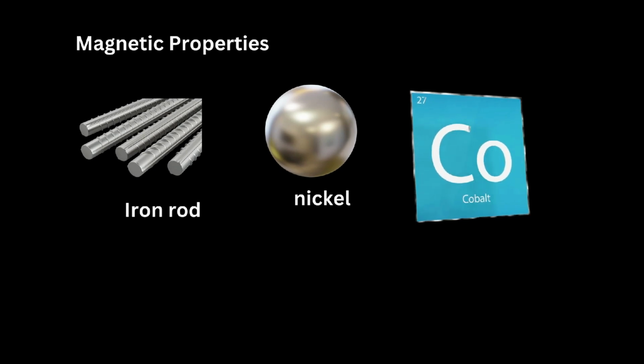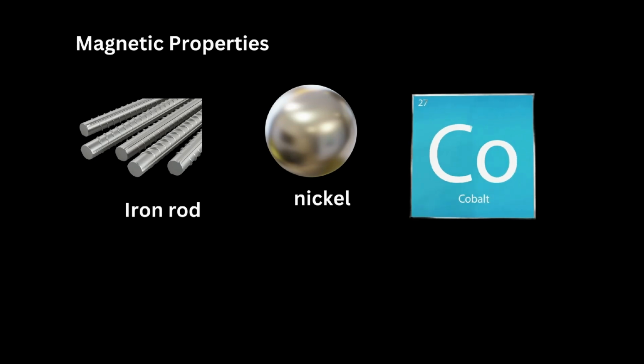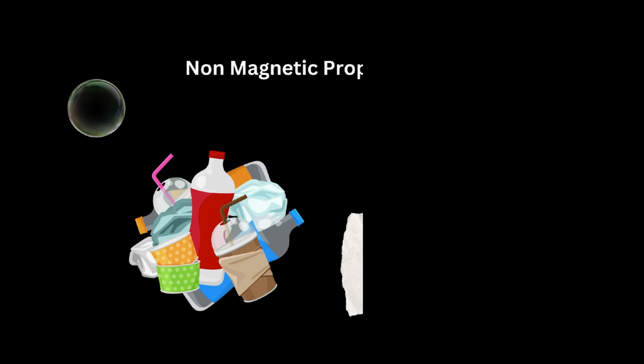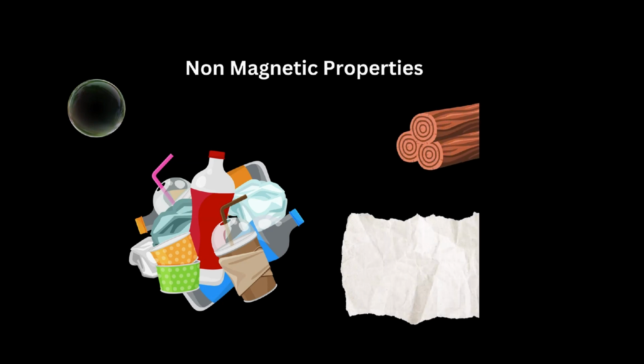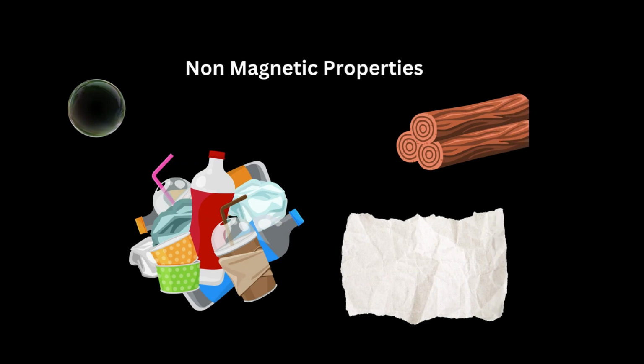Magnetic properties. Some materials get attracted towards a magnet. Those are magnetic materials. Examples are iron, nickel, cobalt. Whereas some materials do not get attracted towards a magnet. Those are non-magnetic materials. Examples are plastic, wood, paper, glass, etc.